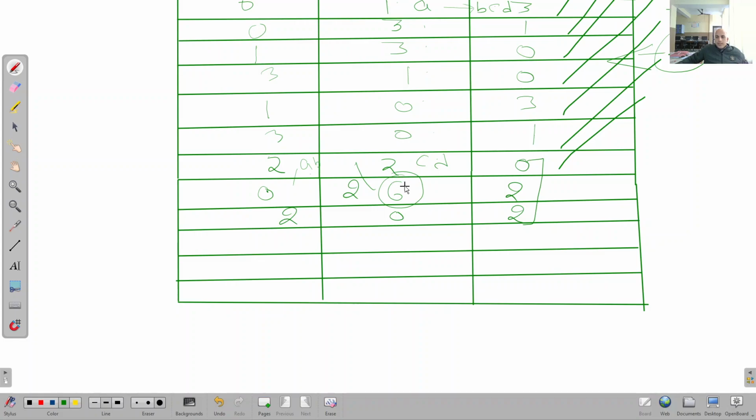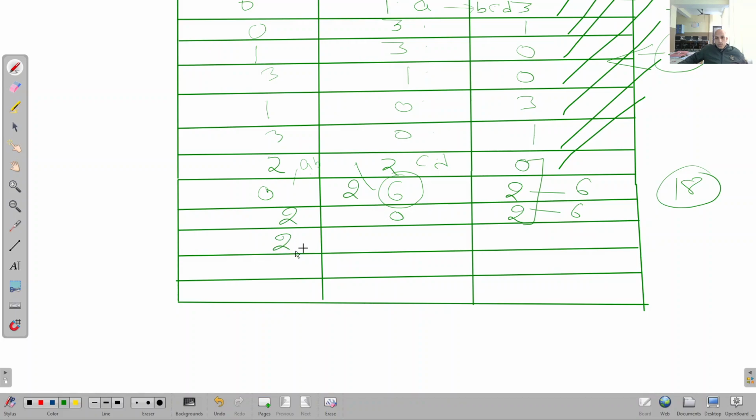In the first macro state, 6 possibilities. Similarly, in this also 6. In this also 6. It means 6 into 3, 18 possibilities are there. 18, 24. Right? Now I am going to the next case.